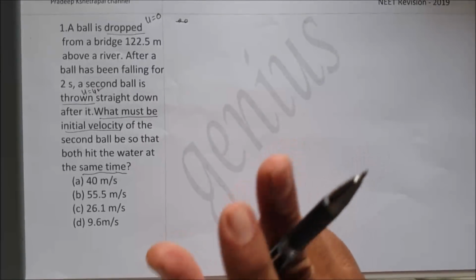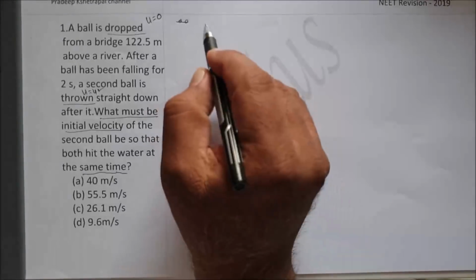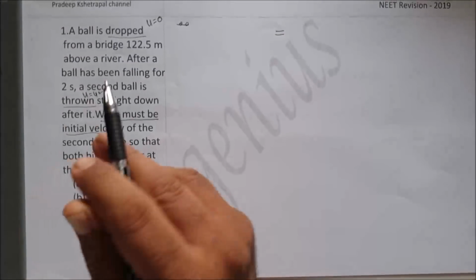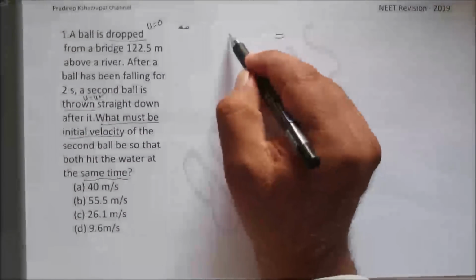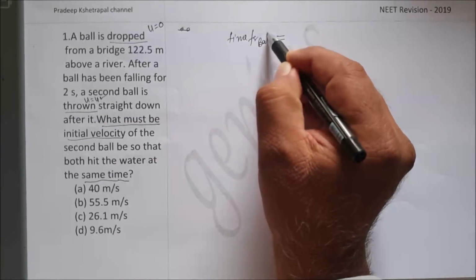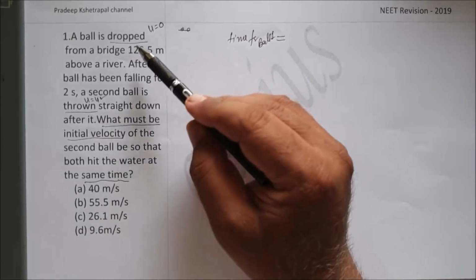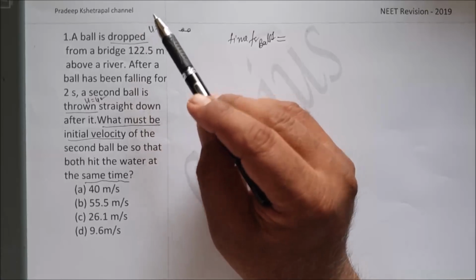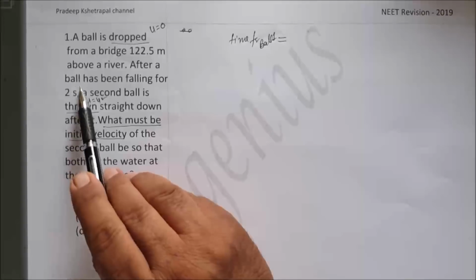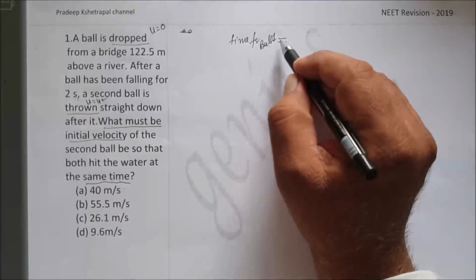Always look for an equation. What is the same thing for the given situation? So I write here same, equal. This is same. What is equal? Time for ball 1. Time for ball 1, but that is equal to what? Is it the other? No. The answer is the second ball. The second ball is dropped after 2 seconds.